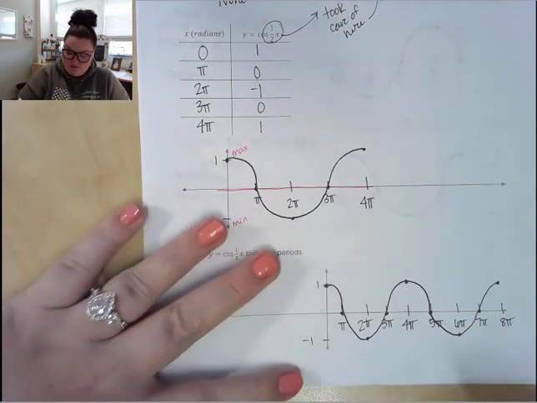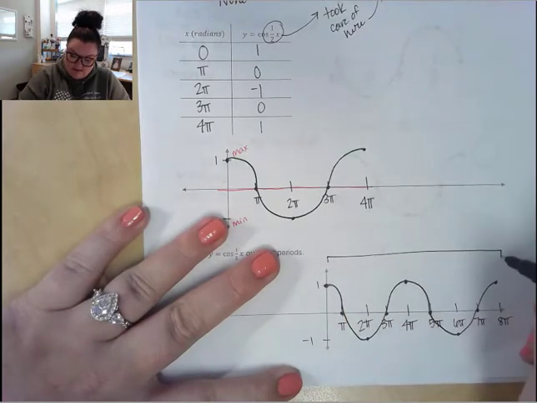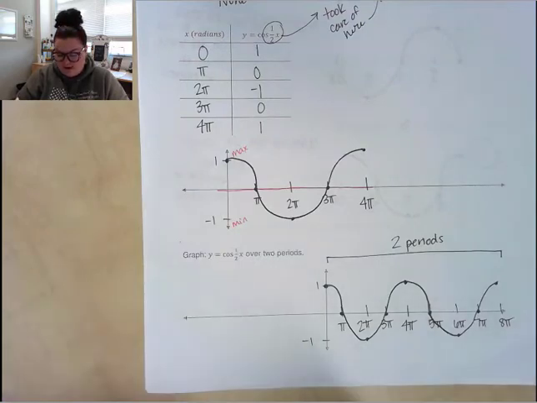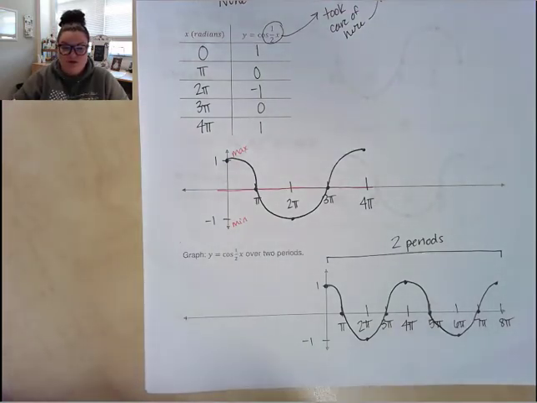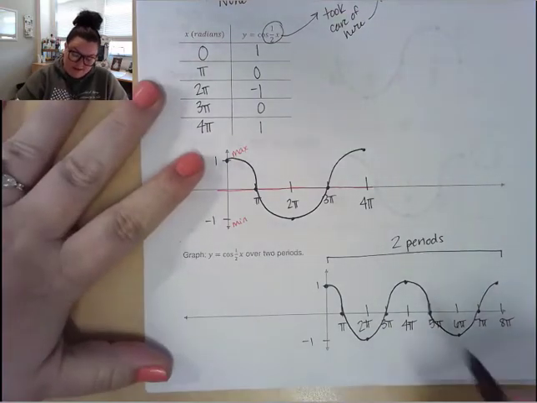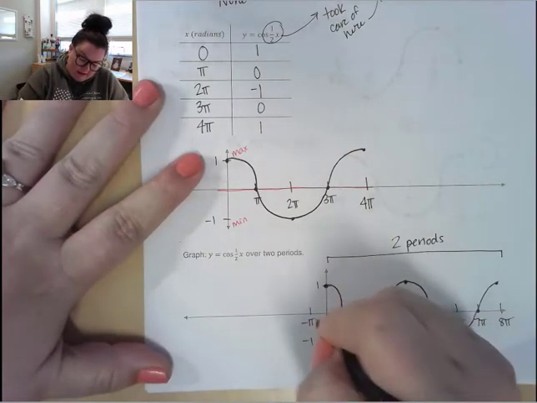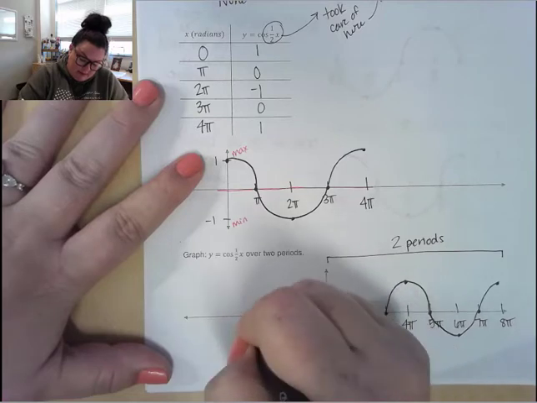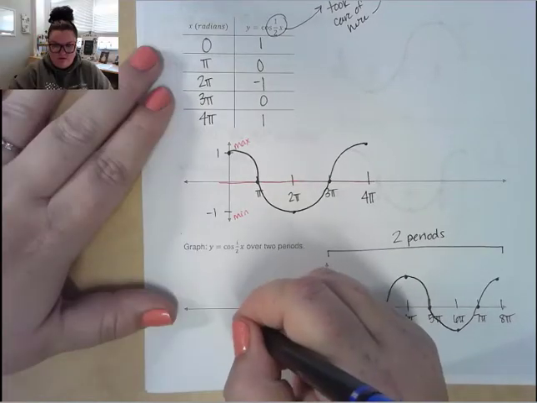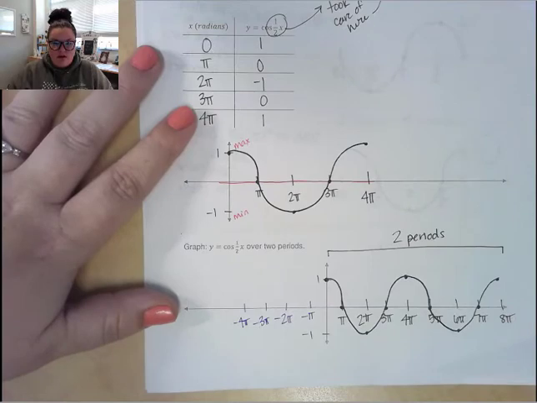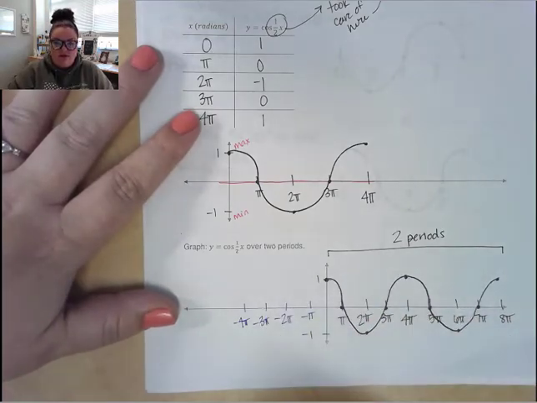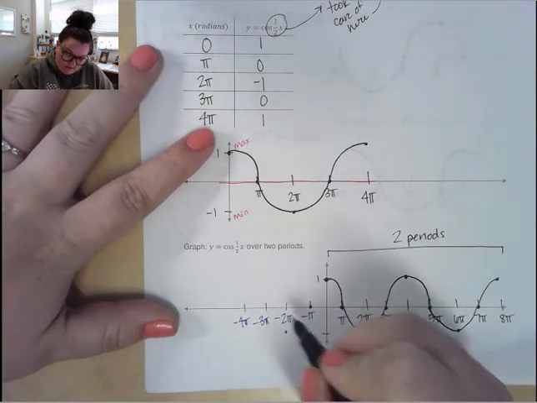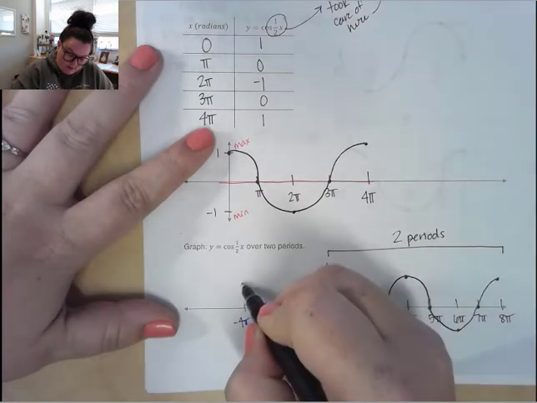Okay, so this is 2 periods, or I can extend it in the other direction, right? I could go negative pi, negative 2 pi, negative 3 pi, negative 4 pi, and then continue it on in that direction. So here, this one would come back down to 0. This would be at negative 1, 0, and then up at 1.